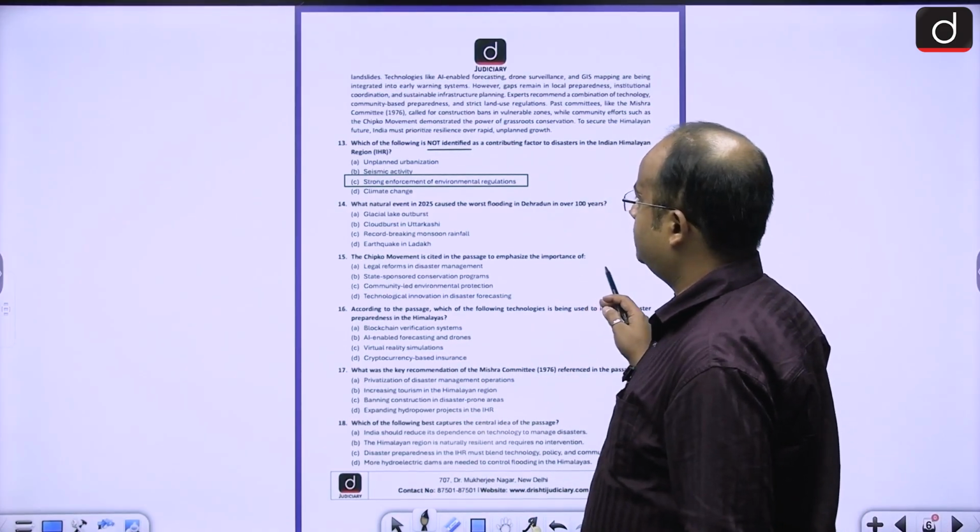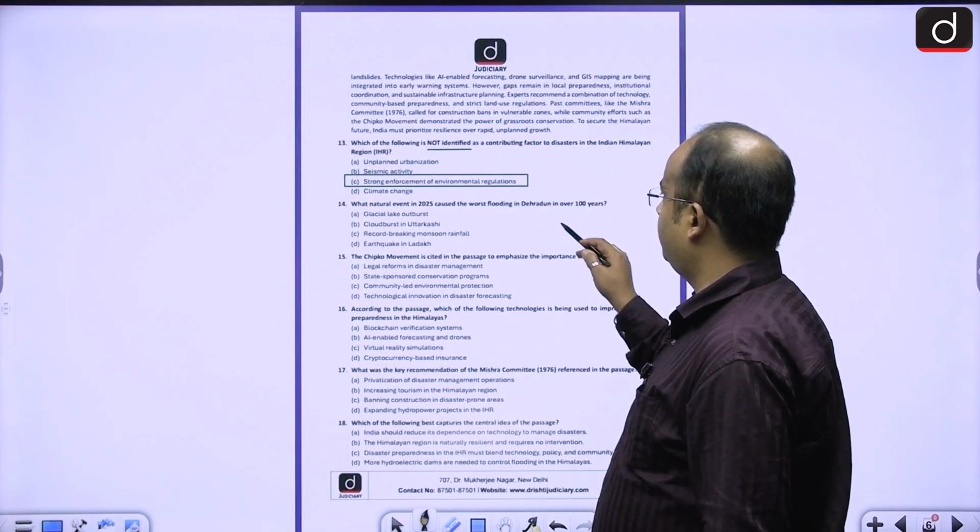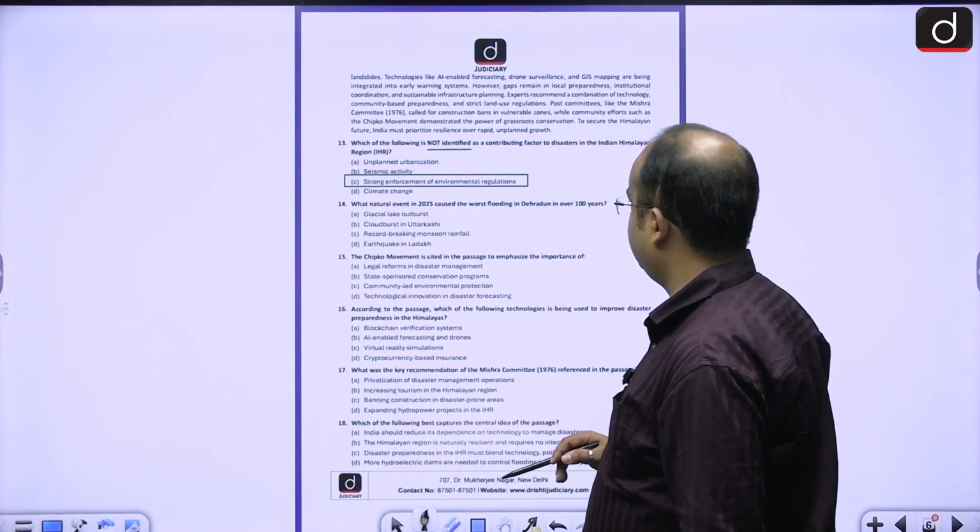Now which natural event in 2025 caused the worst flooding in Dehradun in over 100 years.